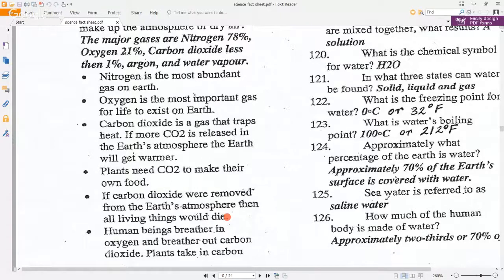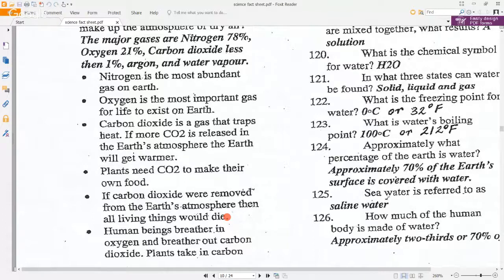Okay, we need the heat, to hold some amount of heat. The plants also need it. And if the plants, which are the producers, die out of the food chain or the food energy chain, then every other thing will die.